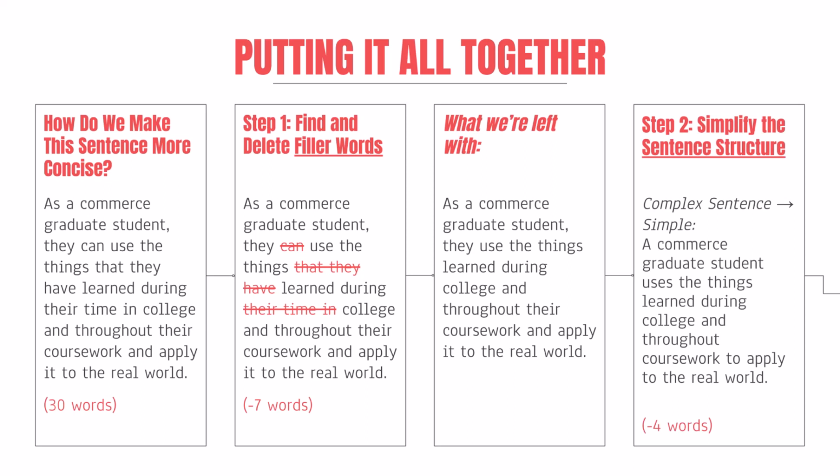Step 2 is to simplify the sentence structure. So we've turned this sentence from complex to simple. Now the sentence reads, a commerce graduate student uses the things learned during college and throughout coursework to apply to the real world. This cuts 4 more words, and now the sentence is 19 words in total.